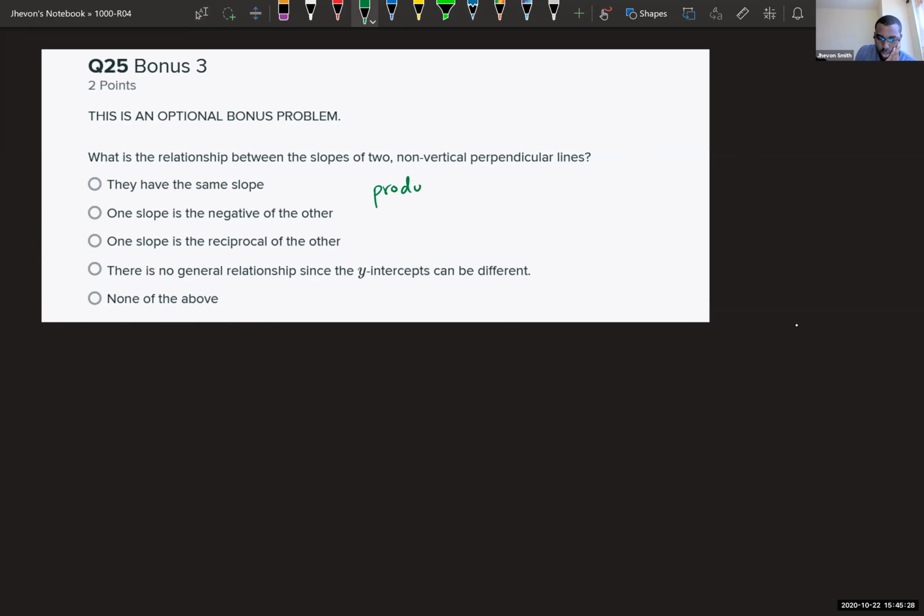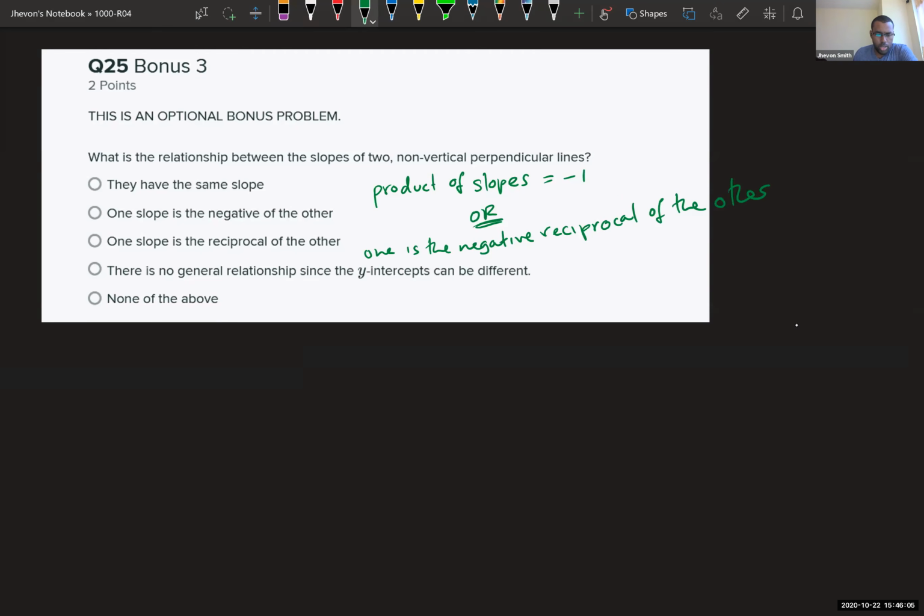The product of slopes is -1, or you can think of it as one slope being the negative reciprocal of the other. So there are two ways you can classify those. Those both mean the same thing.